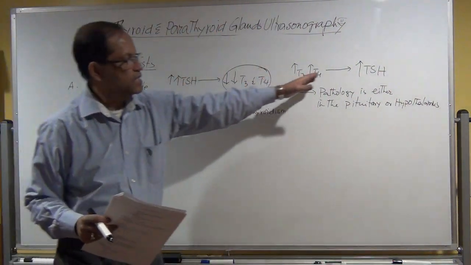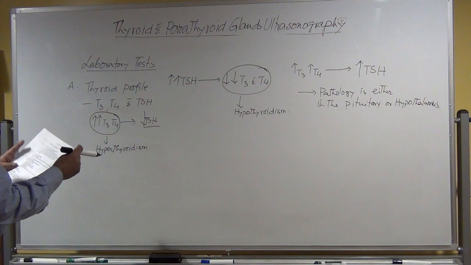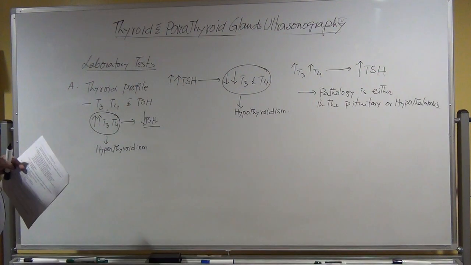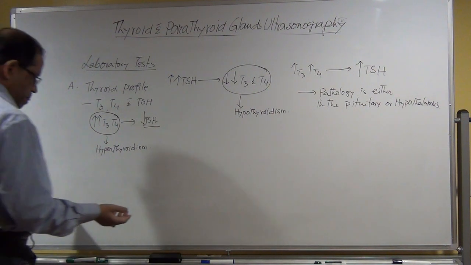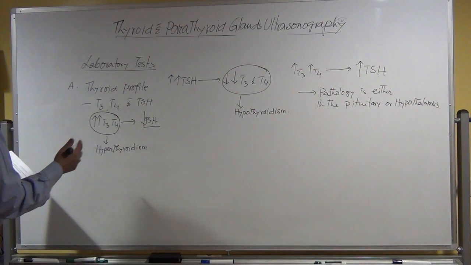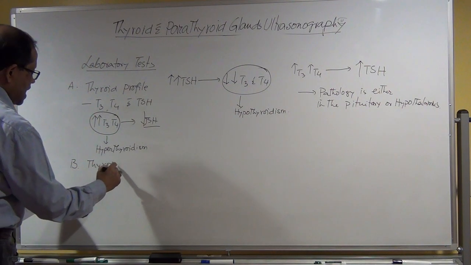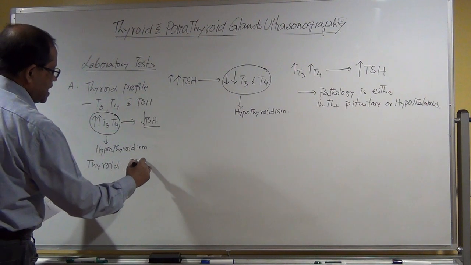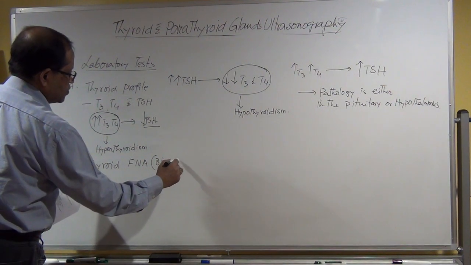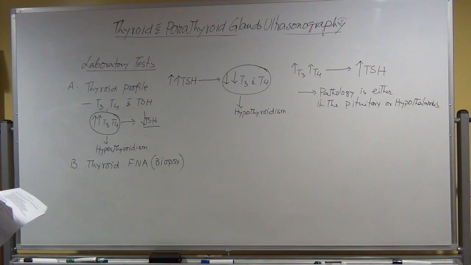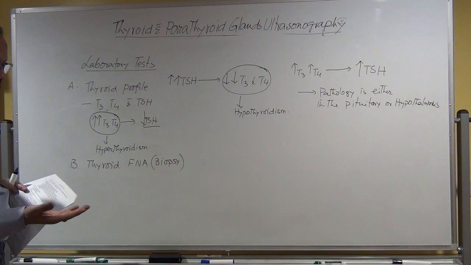Okay, so they ask this question. So now we'll talk about what the modalities are. These are the lab tests. Besides this, they can do the fine needle aspiration, that is called biopsy. So thyroid profile, and if they need, you can write down thyroid fine needle aspiration, also known as needle biopsy, to see the cytology: is there any abnormal cells found or not?